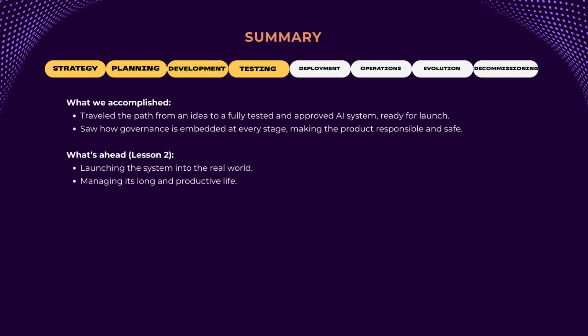Friends, this concludes the first lesson on the AI System Lifecycle. We've traveled a long road, from a raw idea to a fully tested, documented, and approved AI system ready for launch. We've seen how governance is woven into every step, making the product not only functional but responsible. But the most interesting part lies ahead. In the next lesson, we'll talk about how to launch this system into the real world and how to manage its long and productive life.